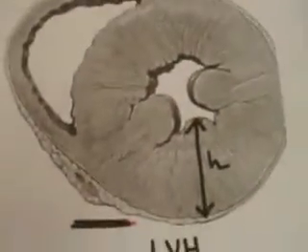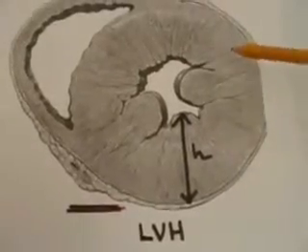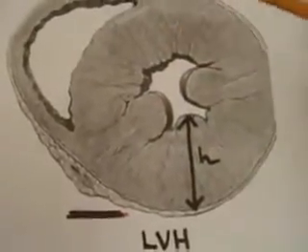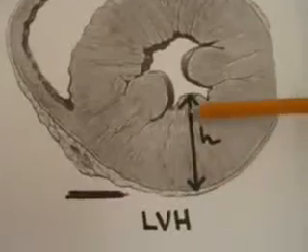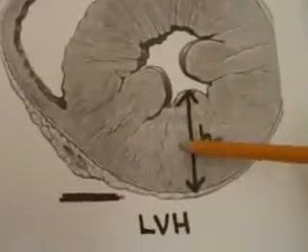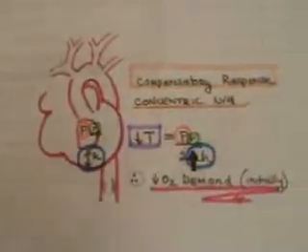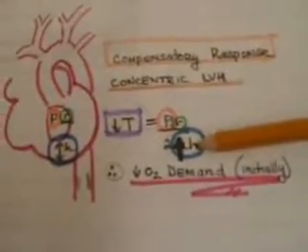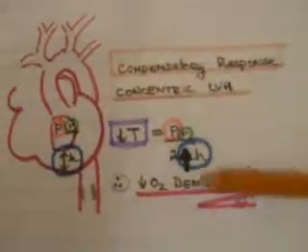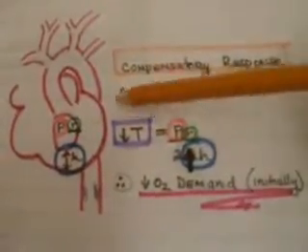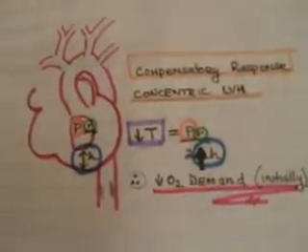And we looked at this picture here to represent left ventricular hypertrophy. And we said that as you increase that H value, and you plug the increased H value into Laplace's law, we can see that by increasing the denominator, it will ultimately decrease the value of the wall tension and therefore decrease your O2 demand.